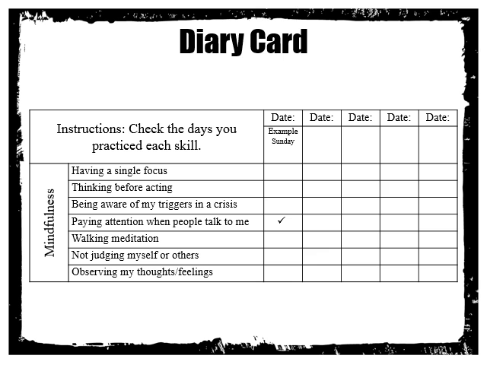We have having a single focus, thinking before acting, being aware of my triggers in a crisis, paying attention when people talk to me, walking meditation, not judging myself or others, observing my thoughts and feelings. On the right column you see an example. So we have example Sunday, and we have one check mark in the same row as paying attention when people talk to me, meaning that the client practiced that skill on Sunday.